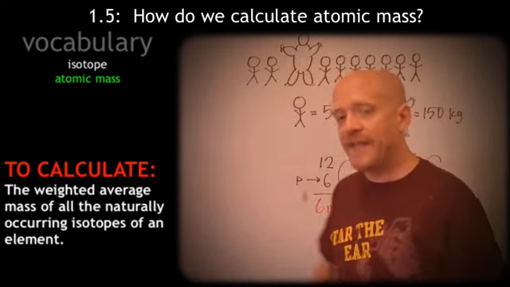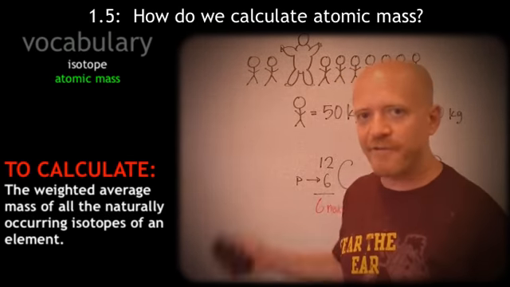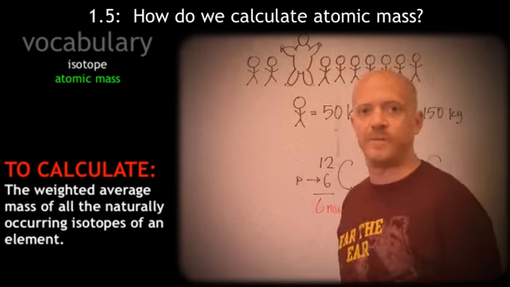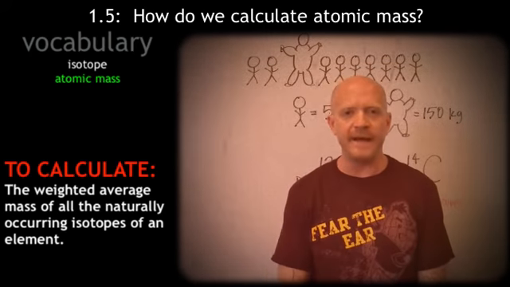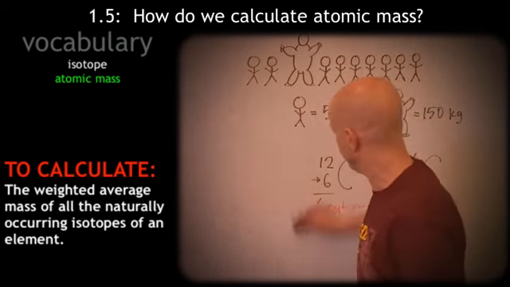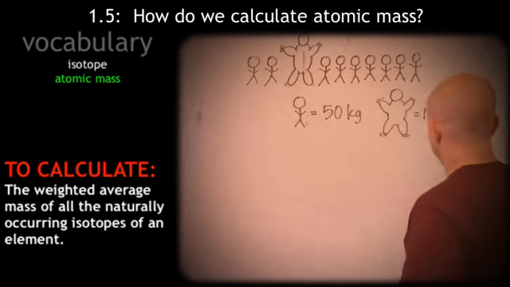So what we really do when we want to figure out the average, or the atomic mass of something, and the atomic mass is the average mass, it's the weighted mass of all the naturally occurring isotopes. Again, atomic mass is the weighted mass of all the naturally occurring isotopes. So what does that mean?